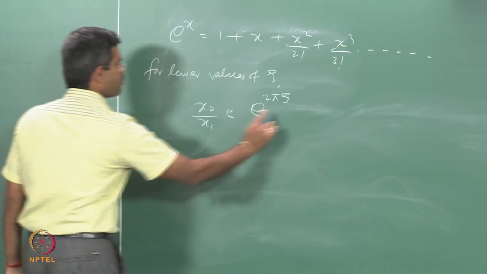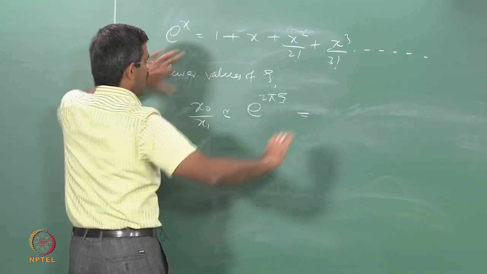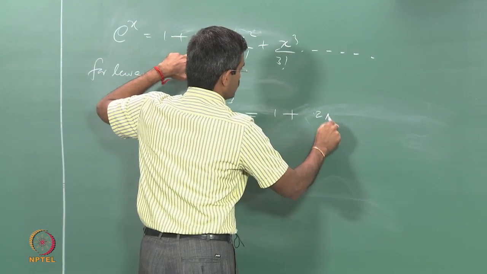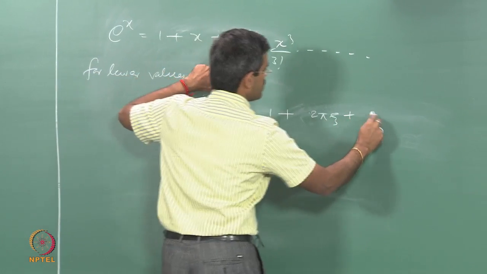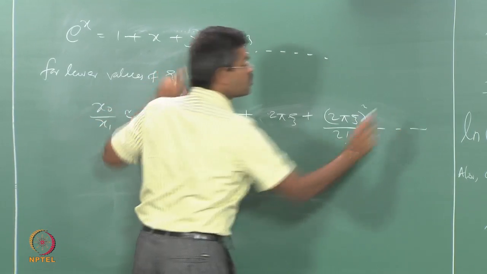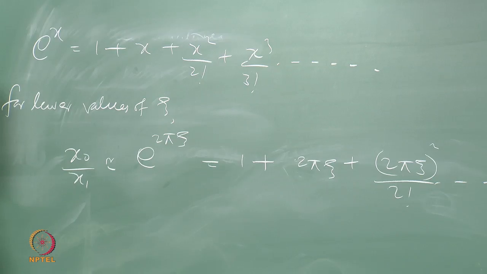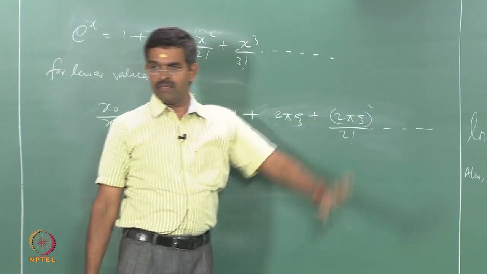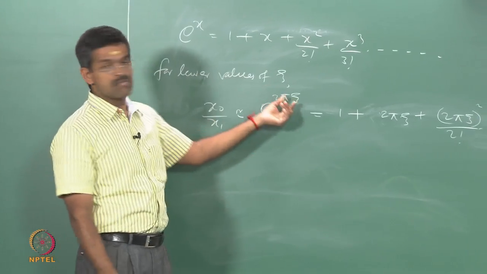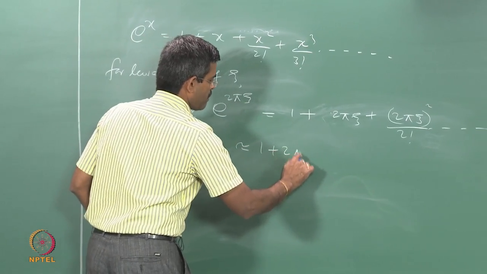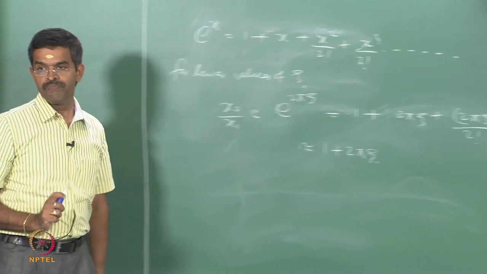Therefore, the exponential series can be 1 plus 2 pi zeta plus 2 pi zeta whole square by 2 factorial and so on. Now, for lower value of zeta, the higher powers of zeta can be neglected because the value of zeta is very low. Therefore, this can still be approximated as 1 plus 2 pi zeta.